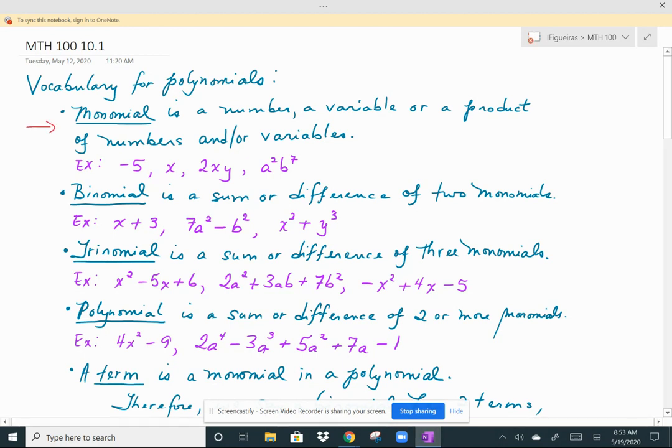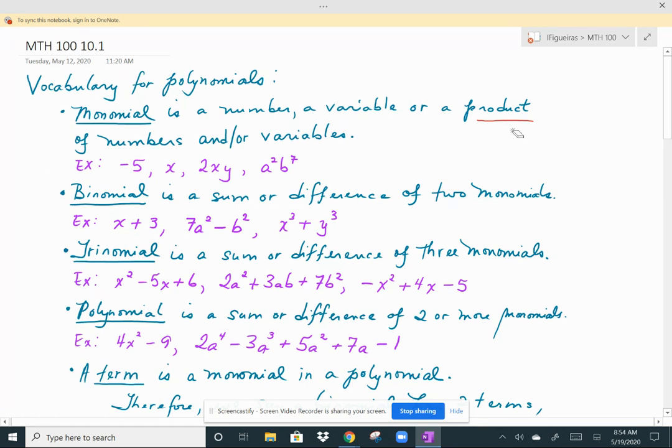The prefix mono means one. So that is a number, a variable, or a product of numbers and/or variables. The word product means expressions that are multiplied together. So examples would be -5, that's a monomial, the variable x, 2xy, that's a product of a number and variables, as well as a squared b to the seventh, that's also a product of variables. So let's move on.